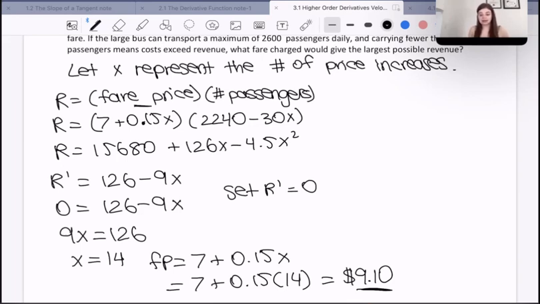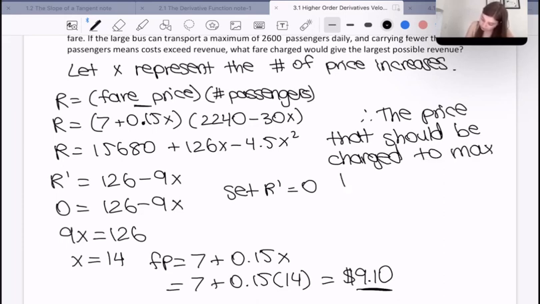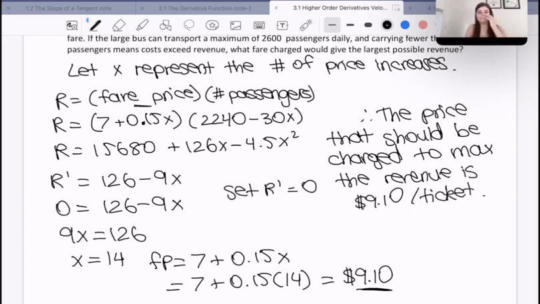What it asked us instead was just what fair price should be charged to give that revenue, not what the revenue is. So the price that should be charged to maximize the revenue is $9.10 per ticket, right? Because that is a big enough number that this company is making quite a decent amount of money for the tickets, but it's not so much that people aren't taking this bus.